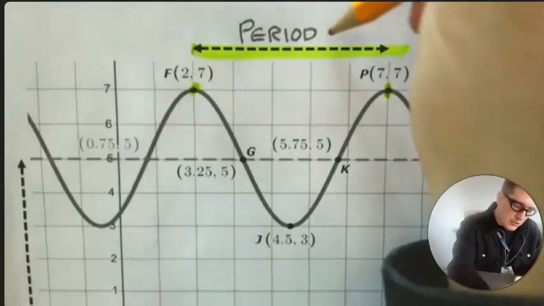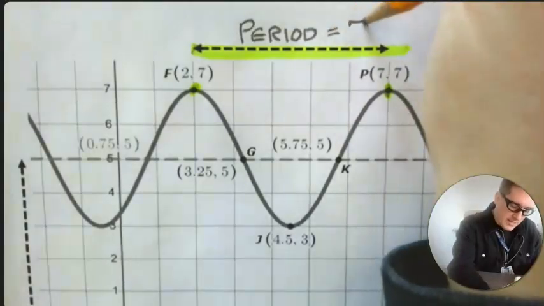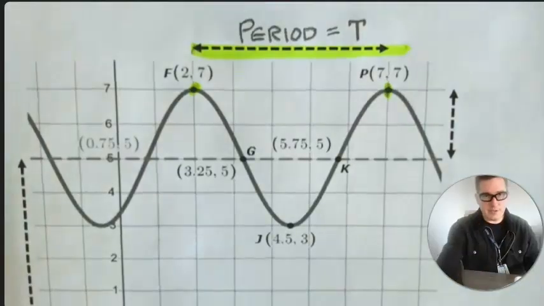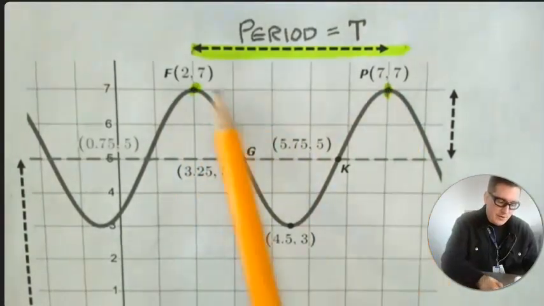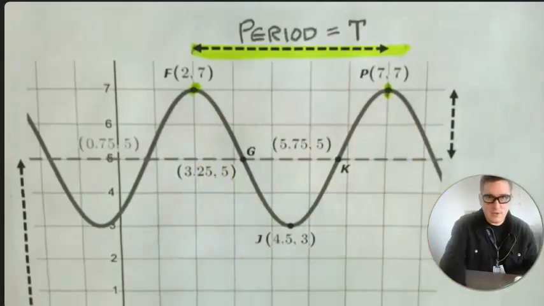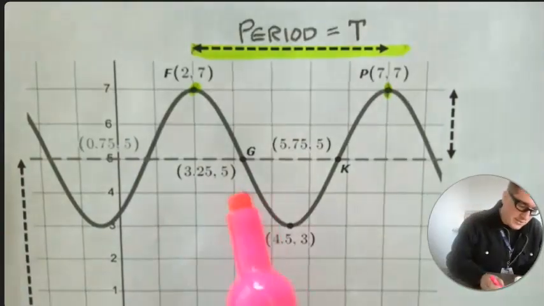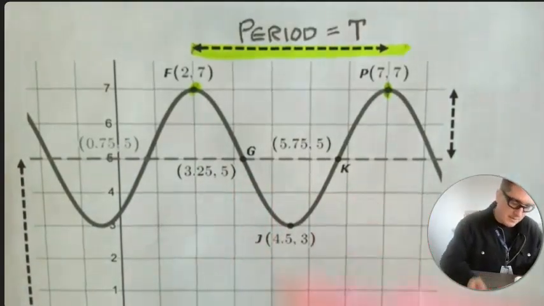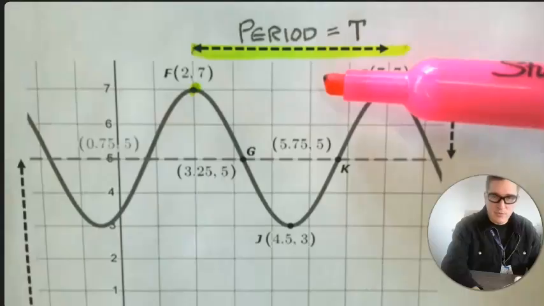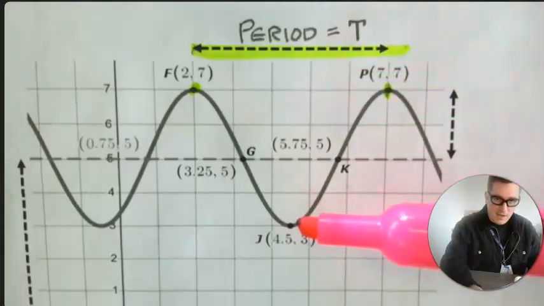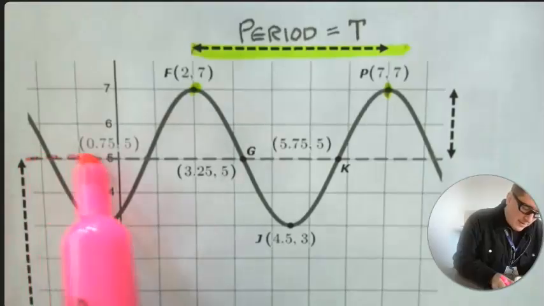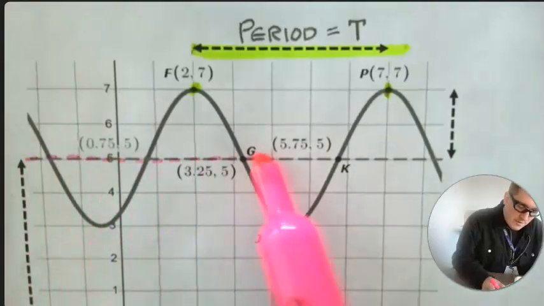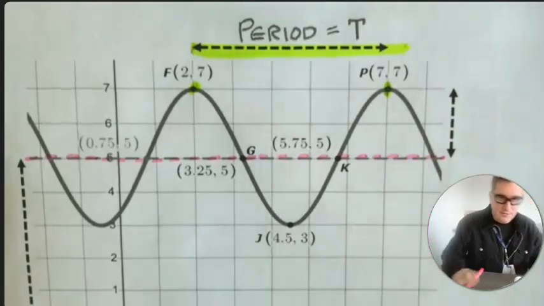And we like to use a capital letter T to represent period. In this example, the distance from here to here is 5 units wide. So this has a period of 5. Next important thing is to identify what's known as the midline. So you have the top of the wave and the bottom of the wave. If you find the horizontal line that goes through the middle of it, that is called the midline.